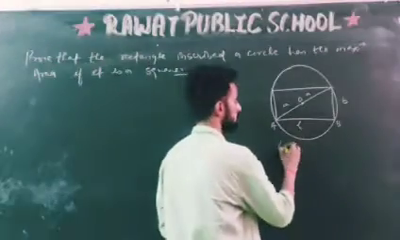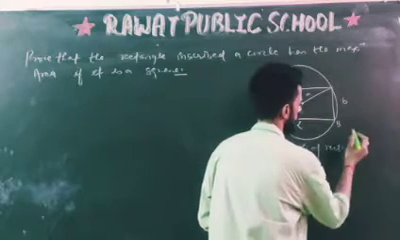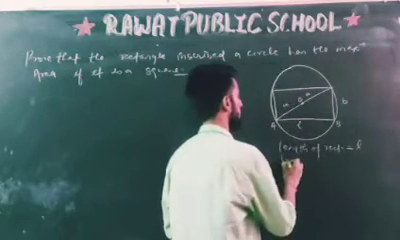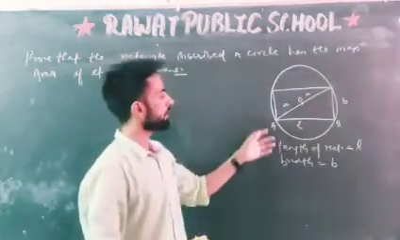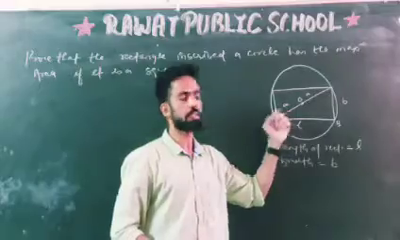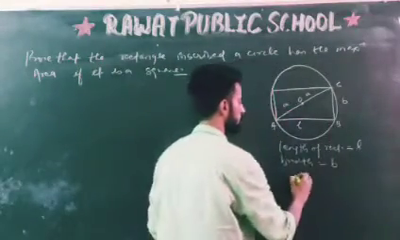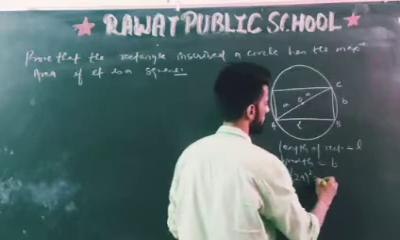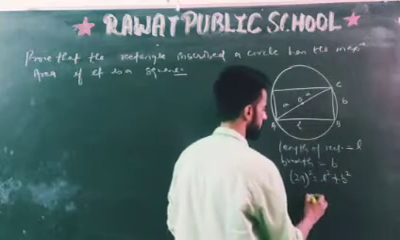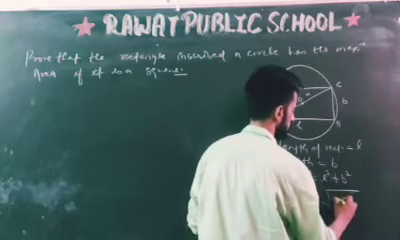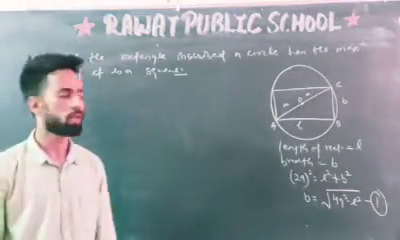So the length is L and the breadth is B. If I use the triangle ABC and apply the Pythagoras theorem here, I can say that 4a square will be equal to L square plus B square, and from here B will be equal to root of 4a square minus L square, right?